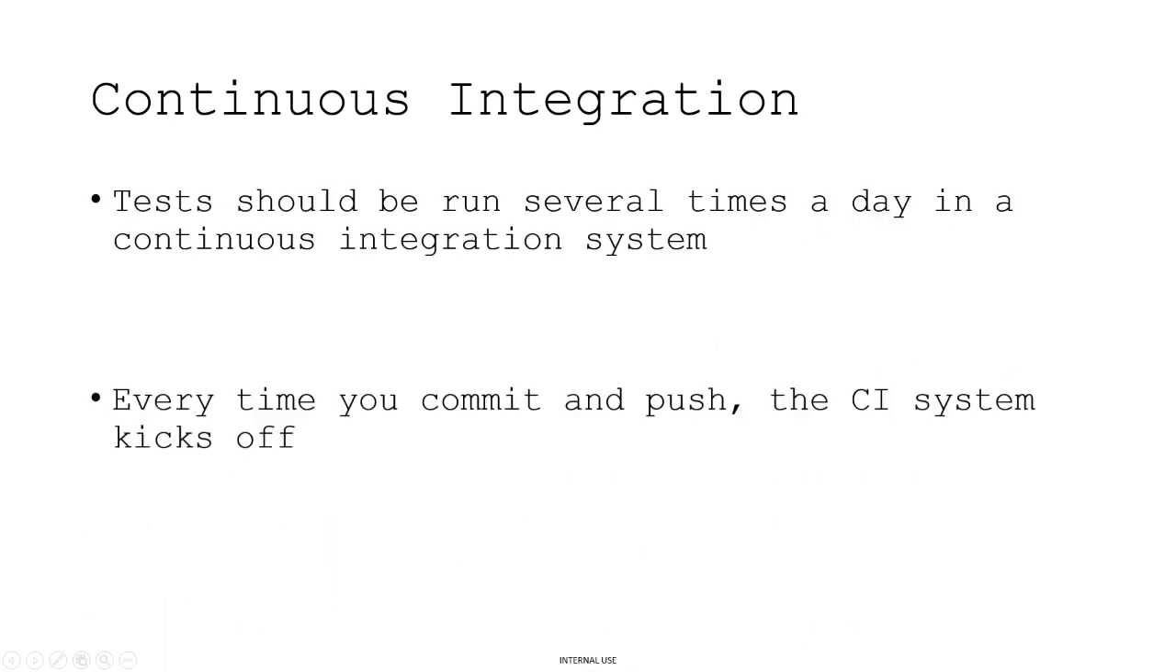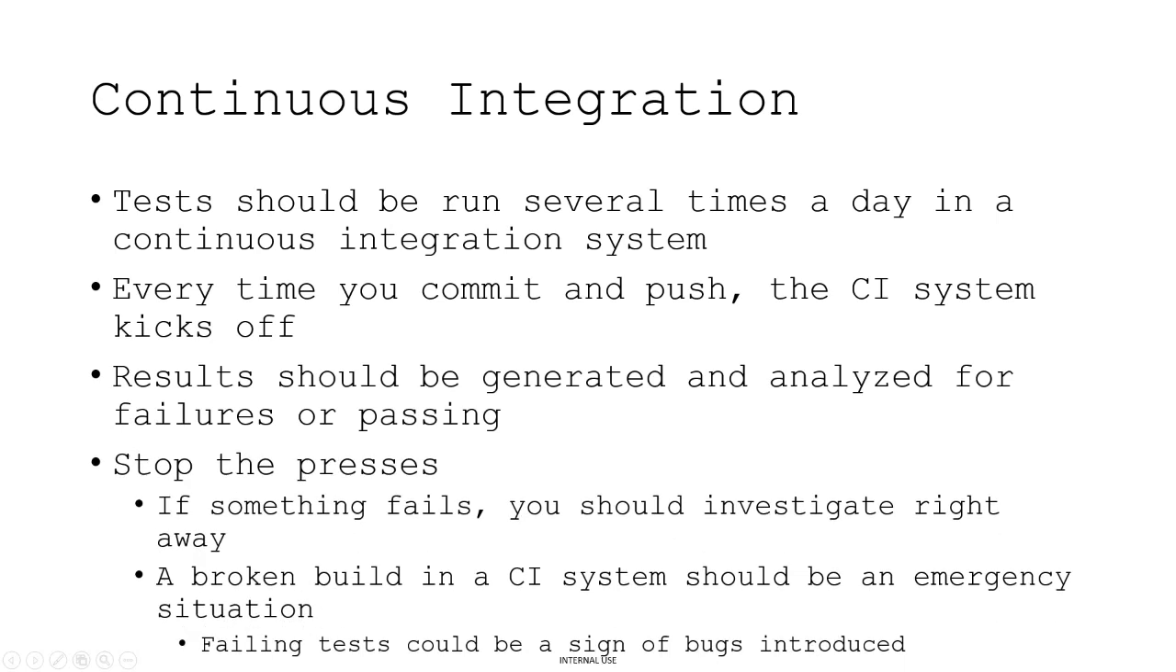All right, last slide, guys. A continuous integration system. Jenkins is a very popular continuous integration system. Your tests should be run several times a day in a continuous integration system. This goes for the acceptance tests, unit tests, what have you. So every time you commit and push something to your version control, to GitHub, the CI system kicks off. And it kicks off with a certain build. It'll tell you the commits that happened that triggered the build. It'll have your specific feature branch that you're working on.